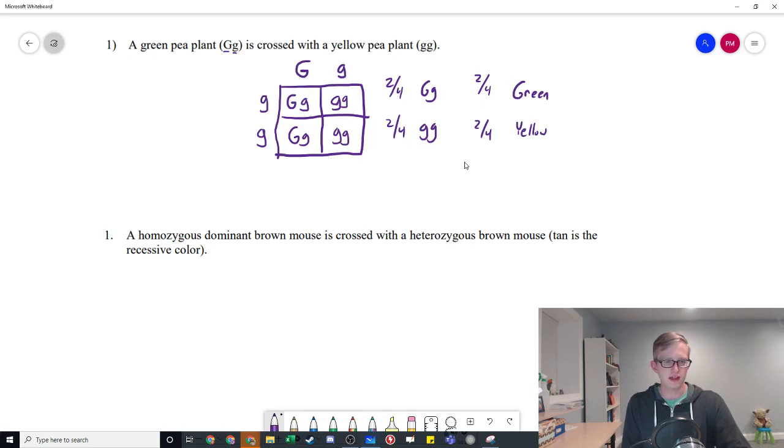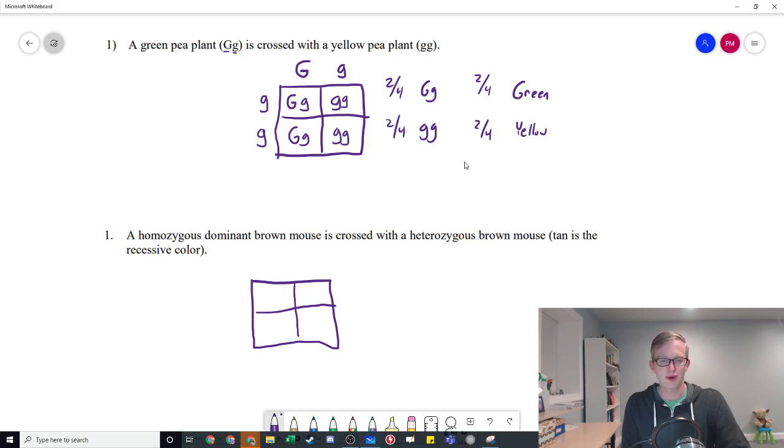In this second set of questions, it's a little bit less spelled out for us, but the words here are important to telling us how to set up our Punnett square. So again, I'm going to set up a Punnett square just like we did in the first problem. In these second sets, it's really just a matter of discerning from the text what we're dealing with. So this tells me that we have a homozygous dominant brown mouse, crossed with a heterozygous brown mouse. And then it tells us that tan is the recessive color.